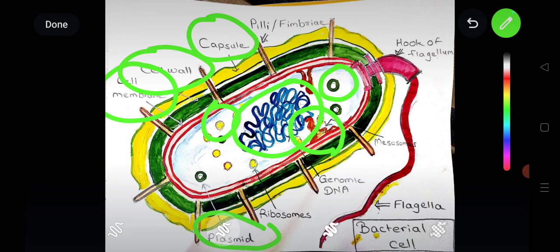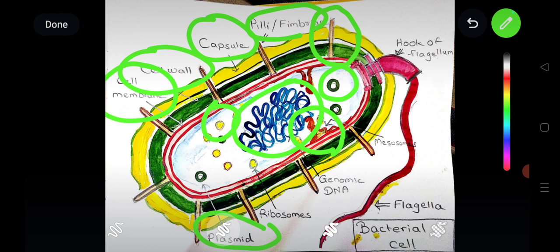Along with these main structures, on the surface of the bacteria you have small extensions called fimbriae or pili. These structures help in binding of the cells to different surfaces. The pili are made up of the protein pilin. These fimbriae are also responsible for transfer of genetic material from one cell to another cell during the process of conjugation.